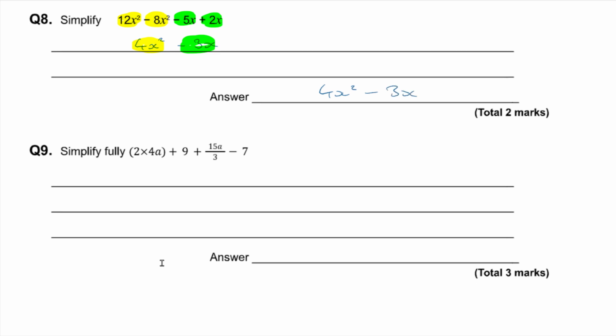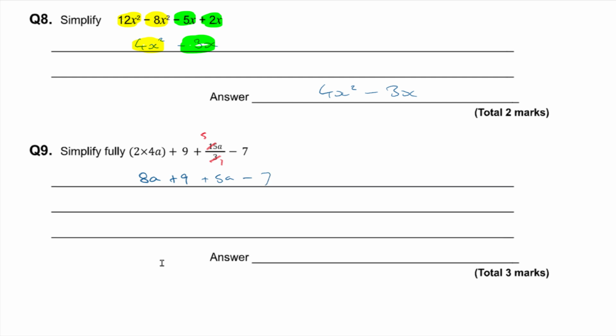Question 9, simplify fully 2 lots of 4a plus 9 plus 15a over 3 minus 7. Okay. So I've got a bit of work to do here. I'm not going to bother to try and collect like terms first. I'm just going to simplify the various parts of my expression first. So I've got 2 lots of 4a. 4a and 4a make 8a, don't they? So 2 times 4a is going to give me 8a. Then I've got my 9. 15a divided by 3. Well, 3 goes into 15 5 times, don't they? So that leaves me with 5a.